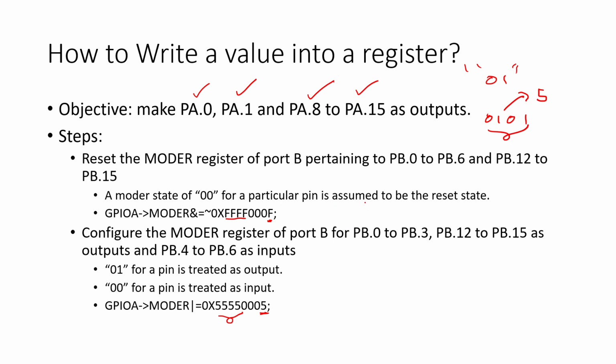This is a simple shortcut. If you want consecutive pins to be outputs, you group two pins together. For example, if I want 4 consecutive pins to be output, you group them two and two, you will get 5 5. So in your GPIO mode register, corresponding positions will be 5 5, because 0 1 0 1 0 1 0 1. This will give you 5 and this will give you 5. This is what we are intending: PA0 PA1 as output, PA8 to PA15 as output.